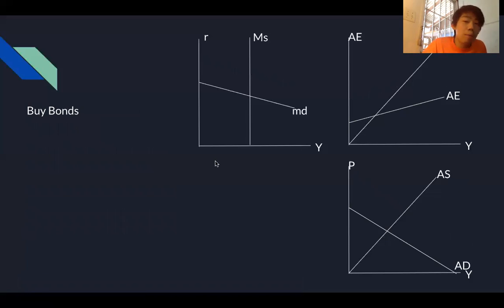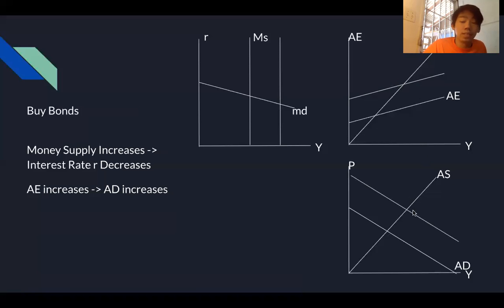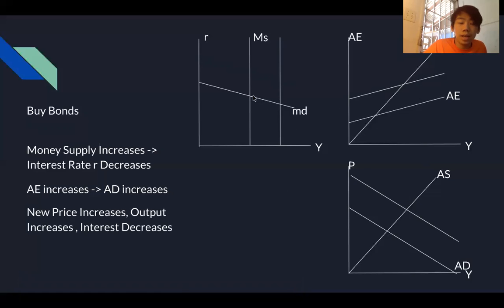So next, let's talk about a money supply shock. So let's say we buy bonds. What's going to happen? Well, the money supply is going to increase. And when the money supply increases, we know that the interest rate falls. Interest rate falls, aggregate expenditure rises. And when aggregate expenditure rises, we know the aggregate demand increases. And now we have a new equilibrium here in P and Y. So if you just sum that up, you have an increase in price, an increase in the output, and a decrease in the interest rate.